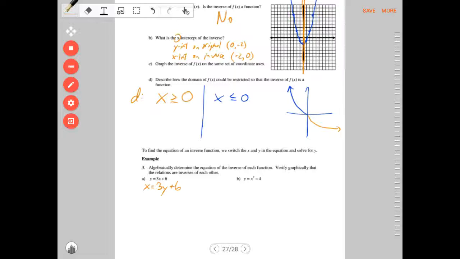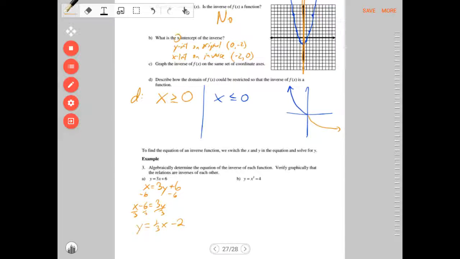Then we solve for y again. So we go minus 6, minus 6. So x minus 6 equals 3y. Divide by 3, divide by 3. So we divide each term by 3, right? So that makes y equals 1/3 x minus 2. When we graph this on our graphing calculators, it's quite easy to see that those are reflections. I'll show you that here in just a minute because I cheated a little bit, but that's okay. We'll get there in a second.